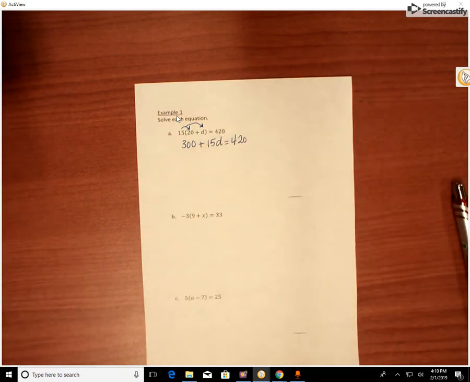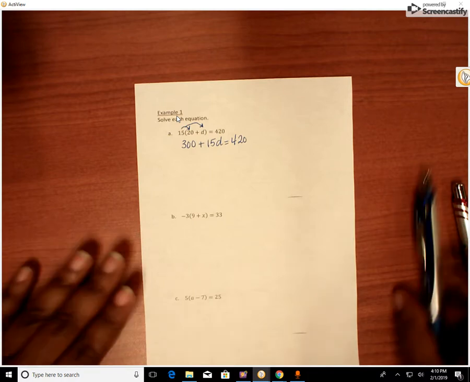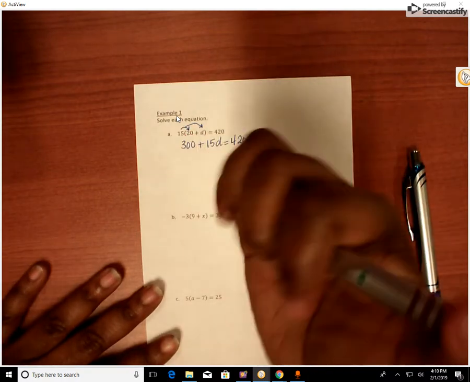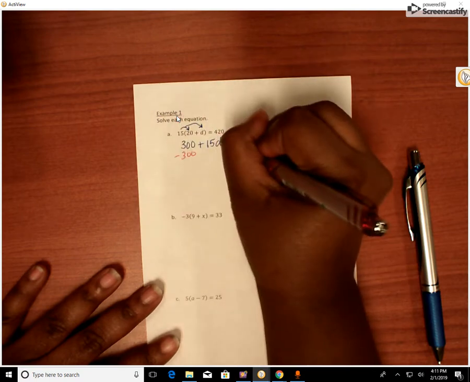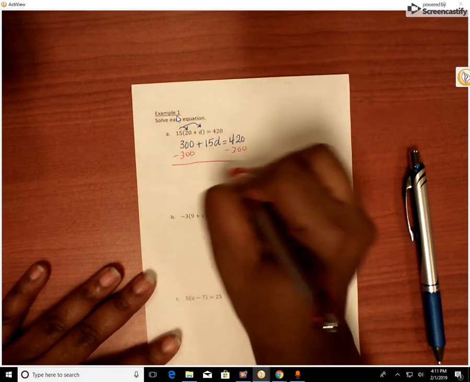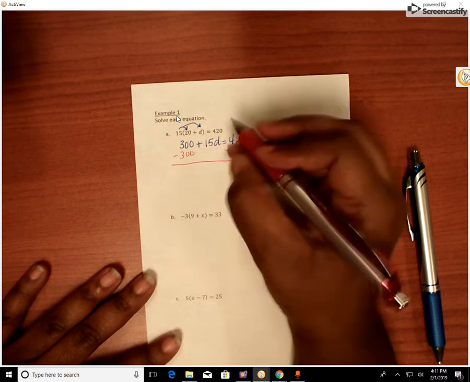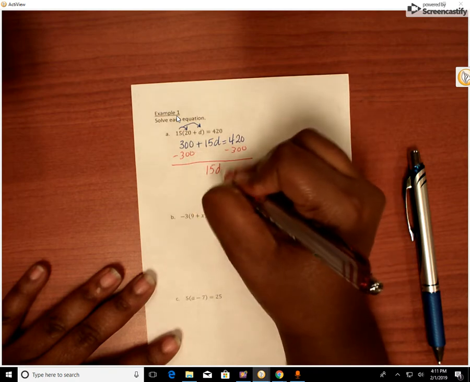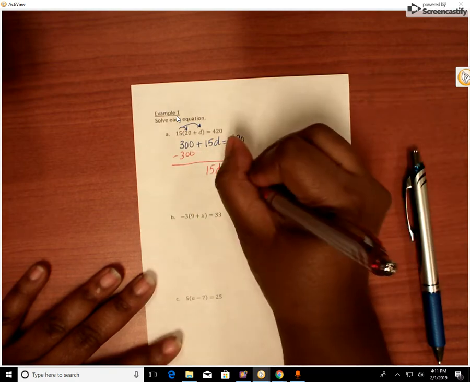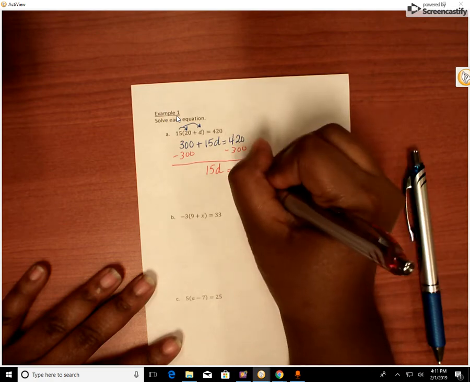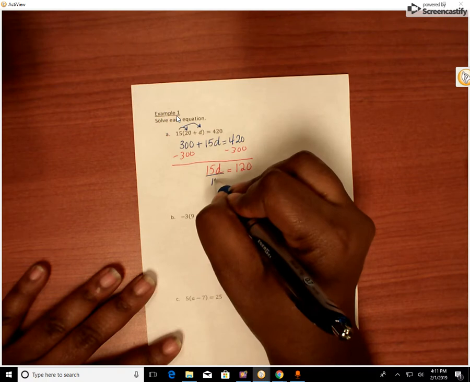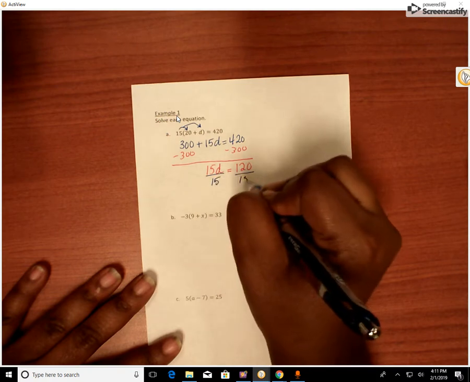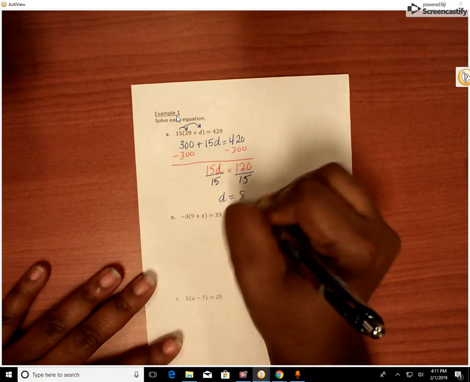Look at that. It looks like a two-step equation. We know to subtract 300 on both sides. 300 minus 300 is 0. That leaves us with 15D. 420 minus 300 is 120. Divide both sides by the coefficient, which is 15. D is equal to 8.